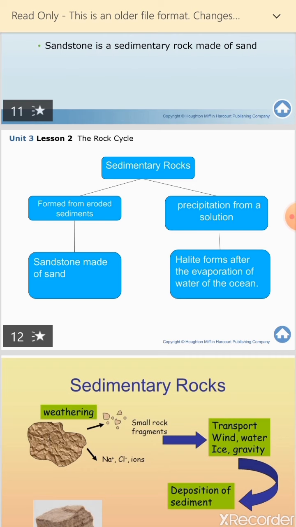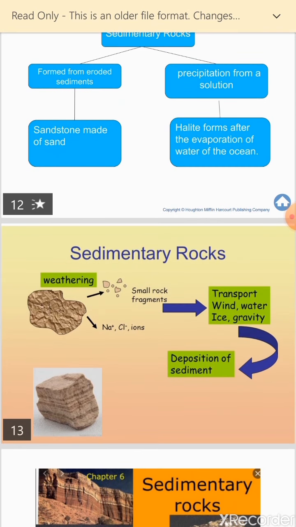The deposited sediments will be accumulated, layer above layer, layer above layer. Finally, what will happen over the years, they will be cemented by the normal factors in nature, and they will make a rock such as this.